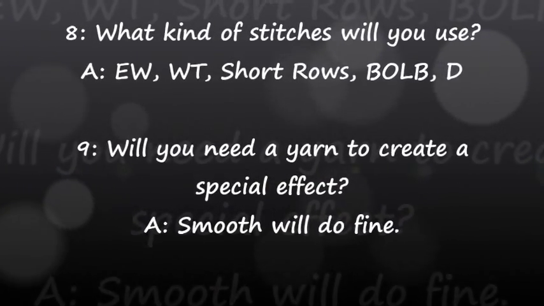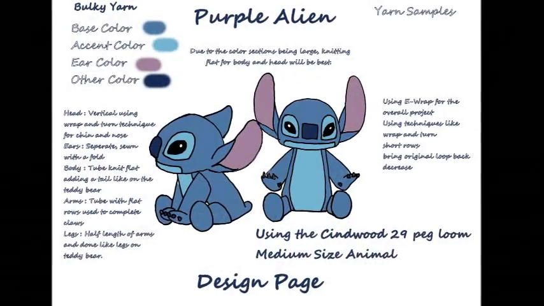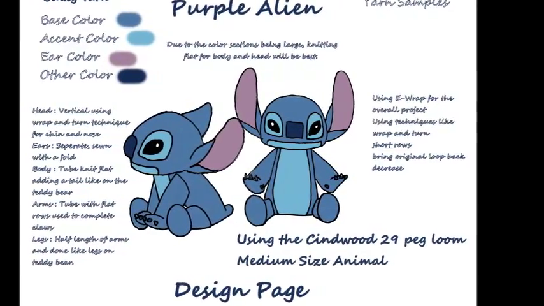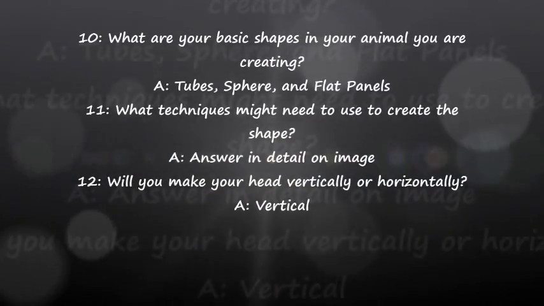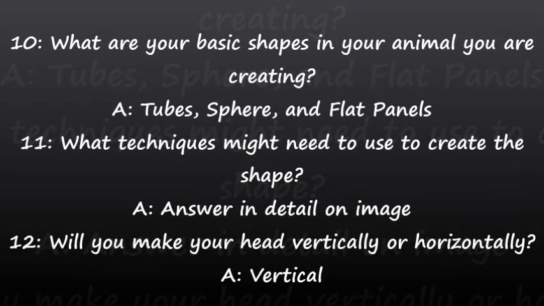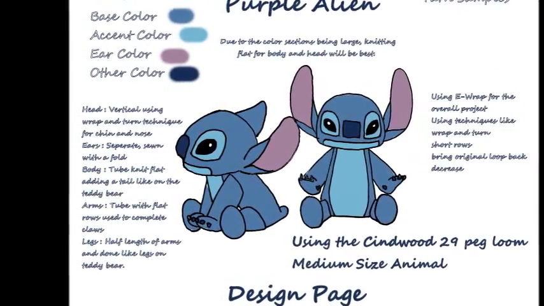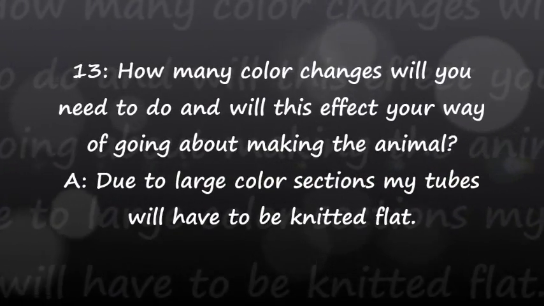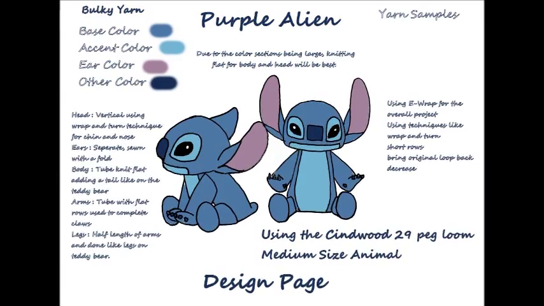And then you ask yourself, what kind of stitches will you use? Will you need a special yarn to create a special effect? Not really with this project. But you put notes like that on there, and then your next questions are, what are your basic shapes in your animal you're creating? What techniques might you use to create the shape? Will you do the head vertically or horizontally? The 13th question is, how many color changes will you need to do, and will this affect the way you go about making the animal?